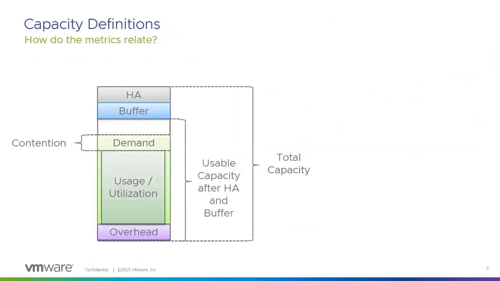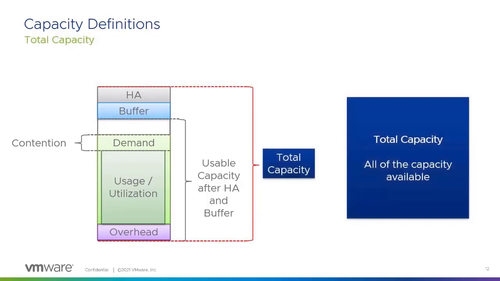I want to step back and level set on some of the definitions and terms that go into these projections, to help understand what the system is actually telling you. I've created this little infographic here and will run through it quickly and define these terms, so it makes sense when you're looking at the UI what these various pieces mean. So total capacity: in this case we're talking about a cluster, so it's the total capacity of the cluster itself.